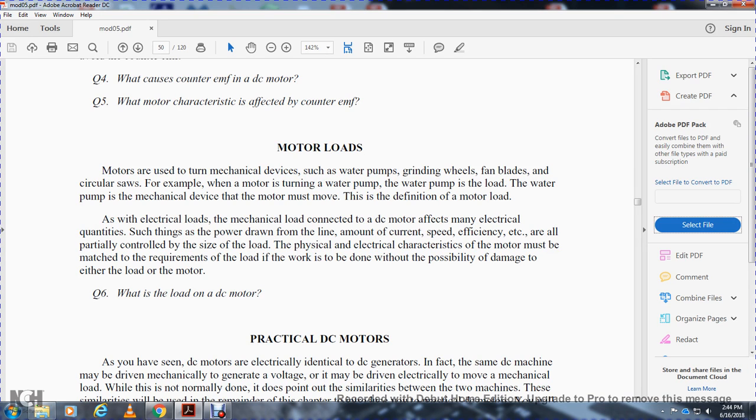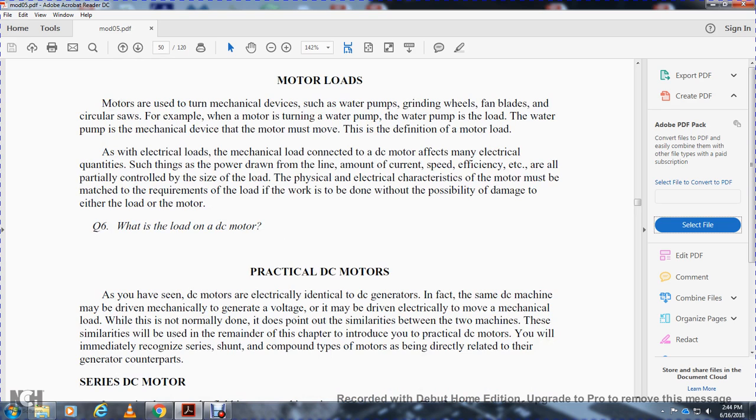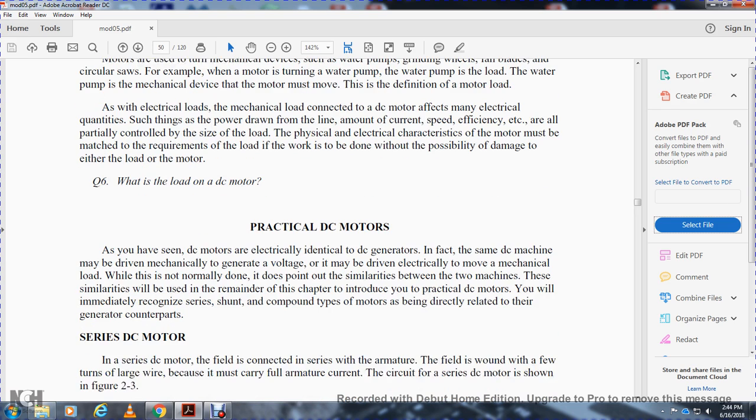The physical electrical characteristics of the motor must be matched to the requirements of the load, so that the work can be done without possibility of damage to either the load or the motor. Practical DC motors. As you've seen, DC motors are electrically identical to DC generators.